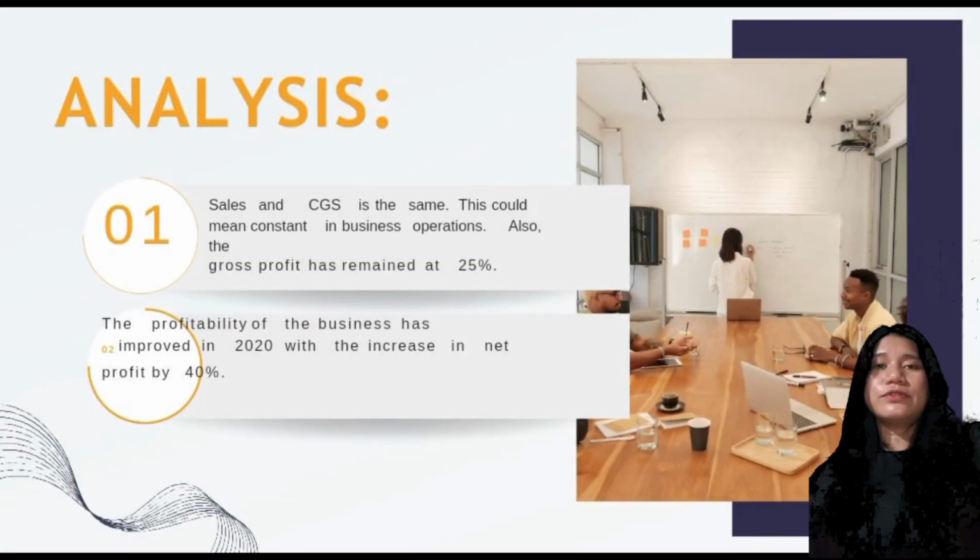In the analysis of their income statement, sales and CGS are the same. This could mean constancy in business operations. Also, the gross profit has remained at 25%. The profitability of the business has improved in 2020 with the increase in net profit by 40%.